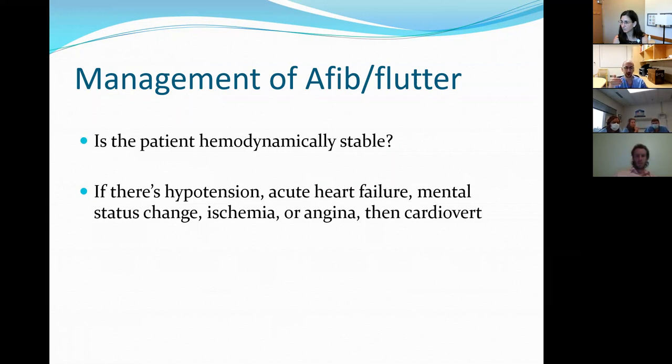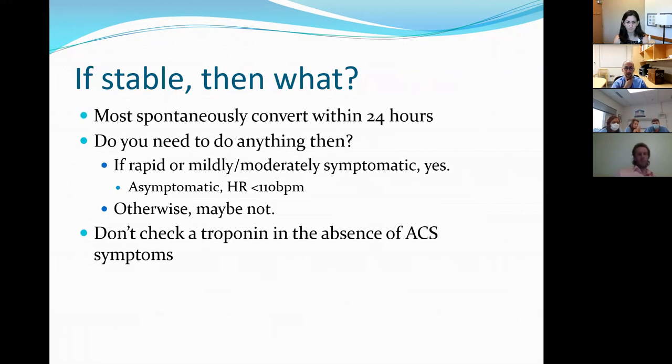So don't let your hemodynamics help guide you. But that's the first question you're going to ask: are they hemodynamically stable? Because if they're not, then you have to cardiovert them. If someone is stable, what do you do? So in the hospital setting, most patients will cardiovert within 24 hours.